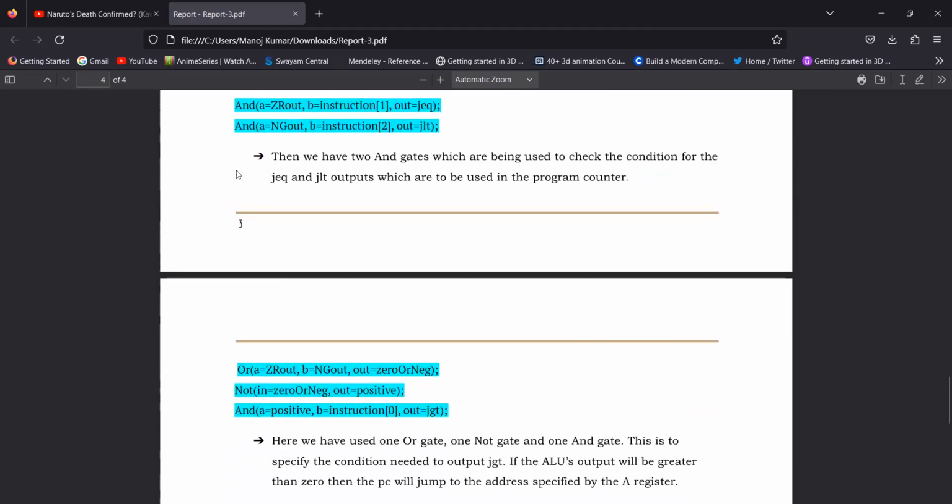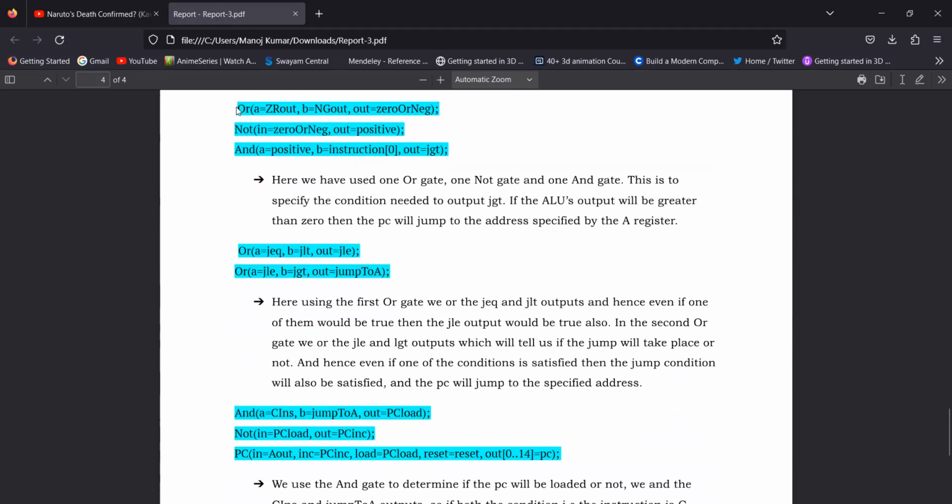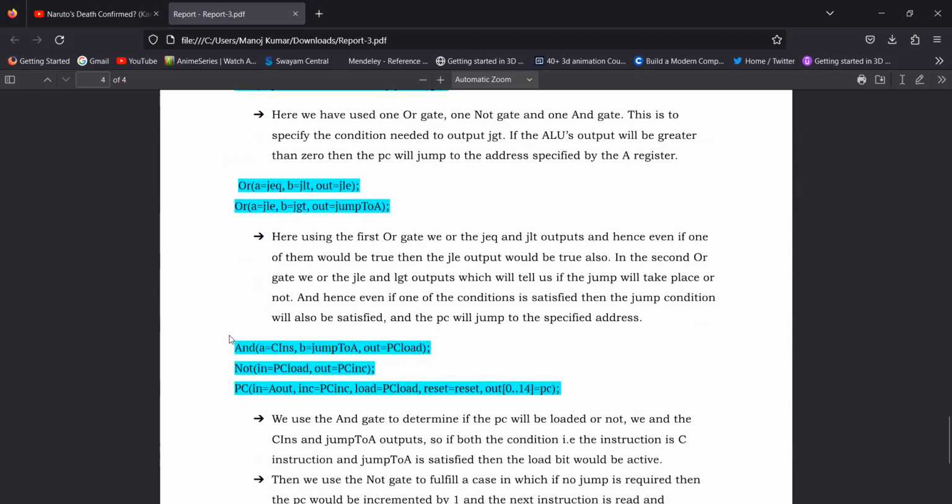In the next instruction, we basically check the jump condition, which is to be used in the program counter. The next 3-line instruction altogether works to specify the condition needed to output this JGT, that is the jump condition. If the ALU output is greater than 0, then the PC will jump to the address specified by the A register, which is done in the above instruction.